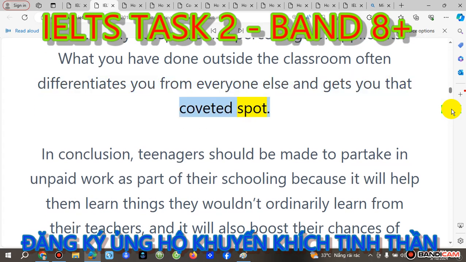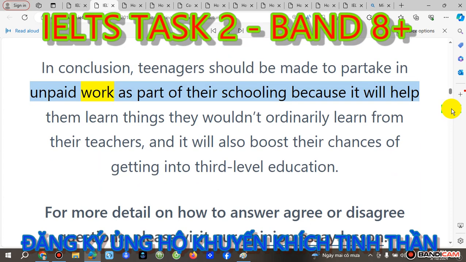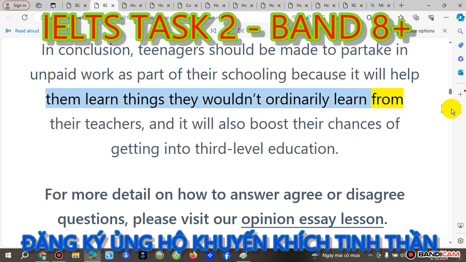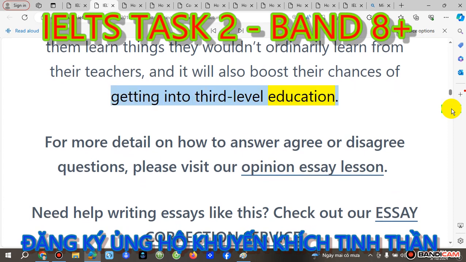In conclusion, teenagers should be made to partake in unpaid work as part of their schooling because it will help them learn things they wouldn't ordinarily learn from their teachers, and it will also boost their chances of getting into third-level education.